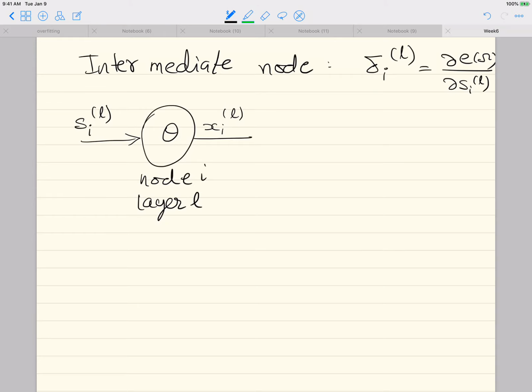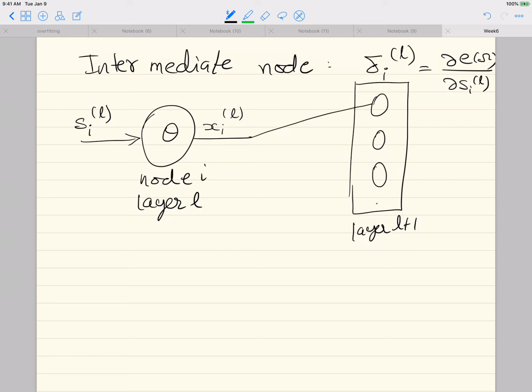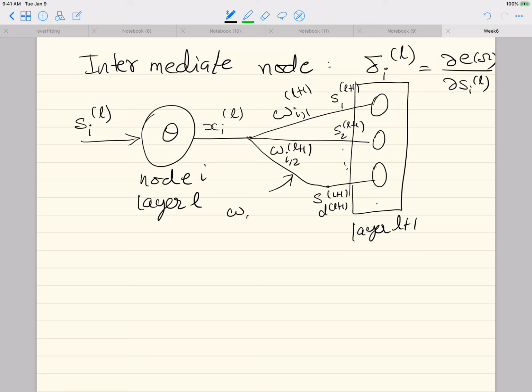So we compute x_i of l. This feeds into layer l plus 1. So we'll have nodes here. The first one will be s_1 of l plus 1, s_2 of l plus 1, and so on. The last one will be s_{d(l+1)} of l plus 1. So we'll have a weight here, w_i1 of l plus 1, w_i2 of l plus 1, and this one here will be w_{i d(l+1)} of l plus 1.